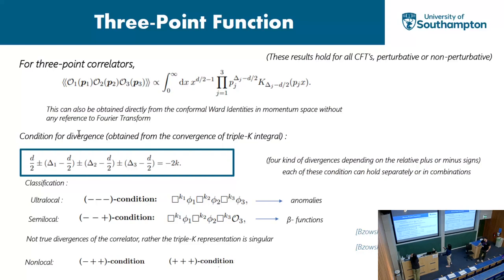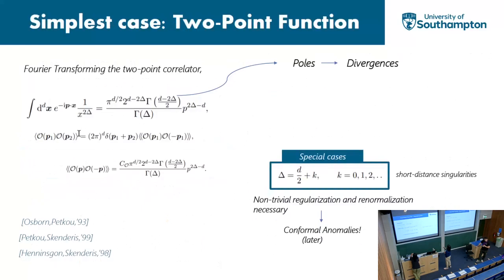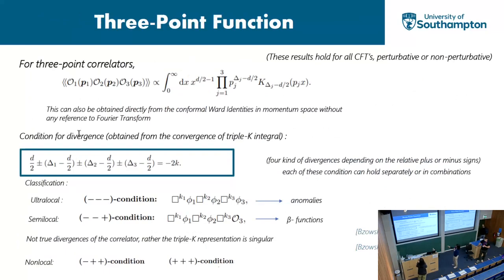Oh, this is just a non-negative integer. Like it's similar to this k here. So basically, if I have fixed delta 1, delta 2, delta 3, and I have a fixed dimension, whenever this condition holds such that this k is a non-negative integer, it means that I will get a divergence in this 3-point correlator. Okay, thank you. Other questions?